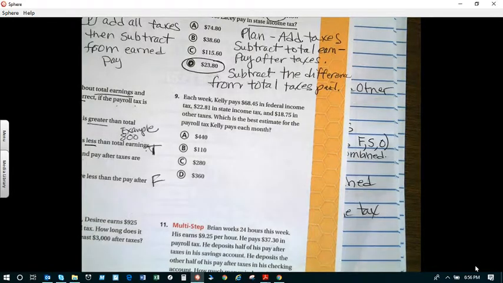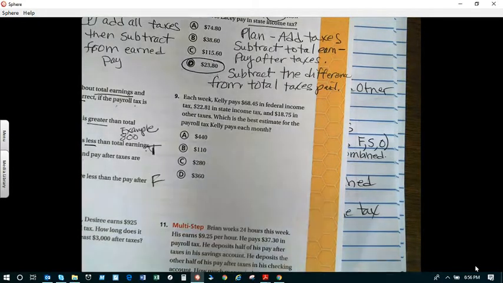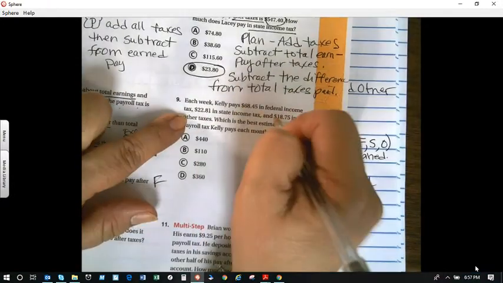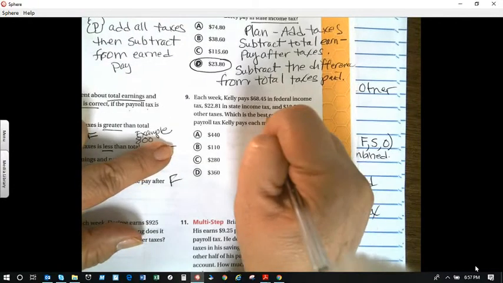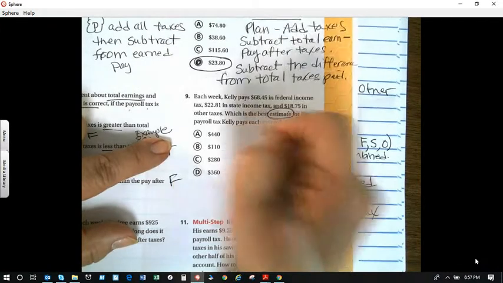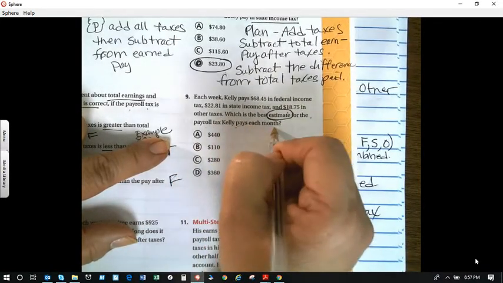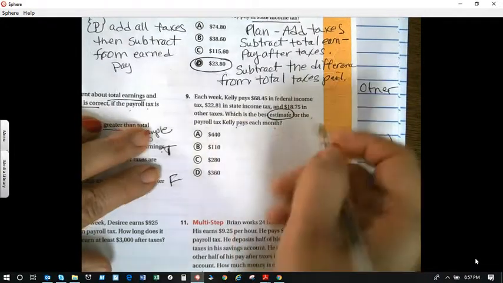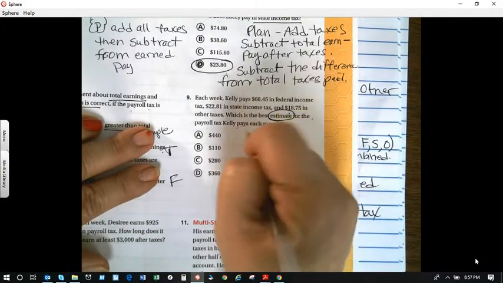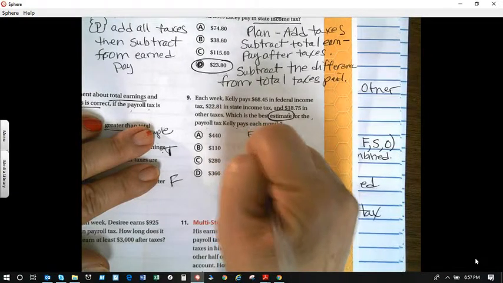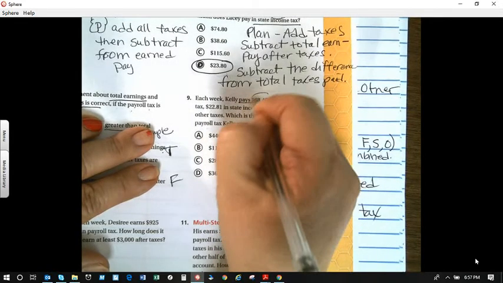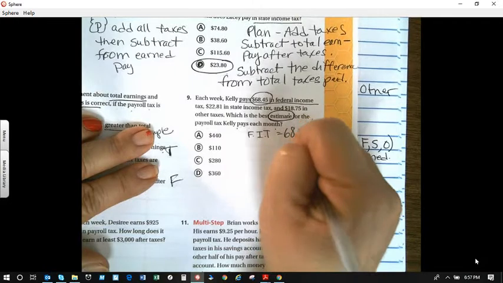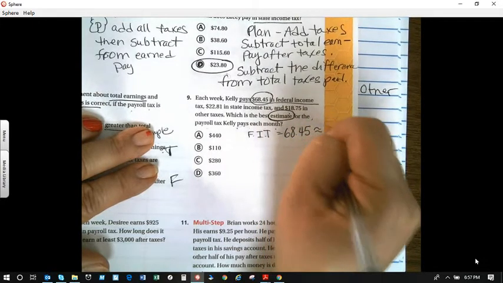Okay. Number 9. In each week, Kelly pays $68.45 in federal income tax and $22.81 in state income tax and $18.75 in other taxes, which is the best estimate for the payroll tax Kelly makes each month. All right? So now we want to do the federal income tax. So let's do, she pays this amount. Let's estimate. That's going to be closest to. So $68.45 is about $70.